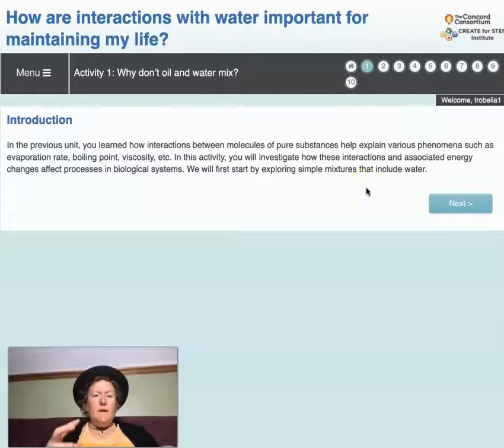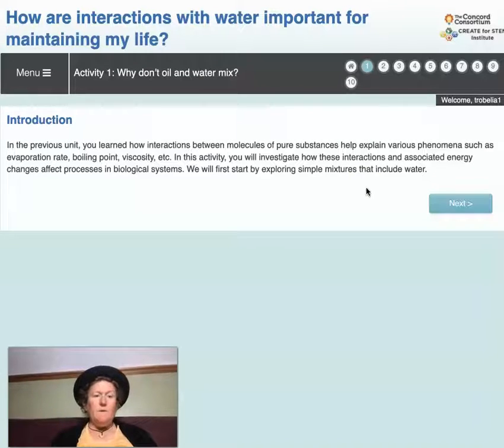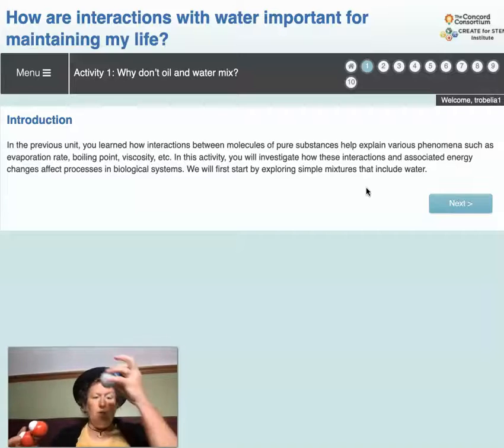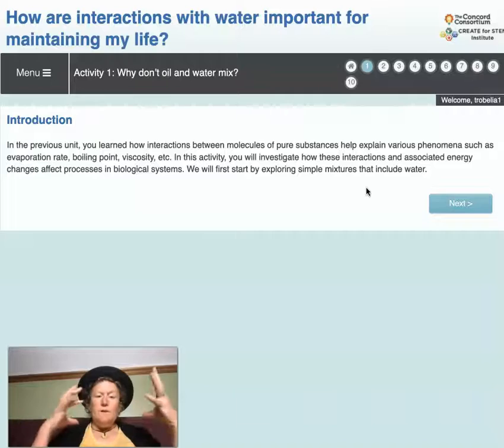We're going to investigate the interactions, and the associated energy with those interactions, between molecules, especially water molecules and some other molecules that change how those interactions affect biological processes.